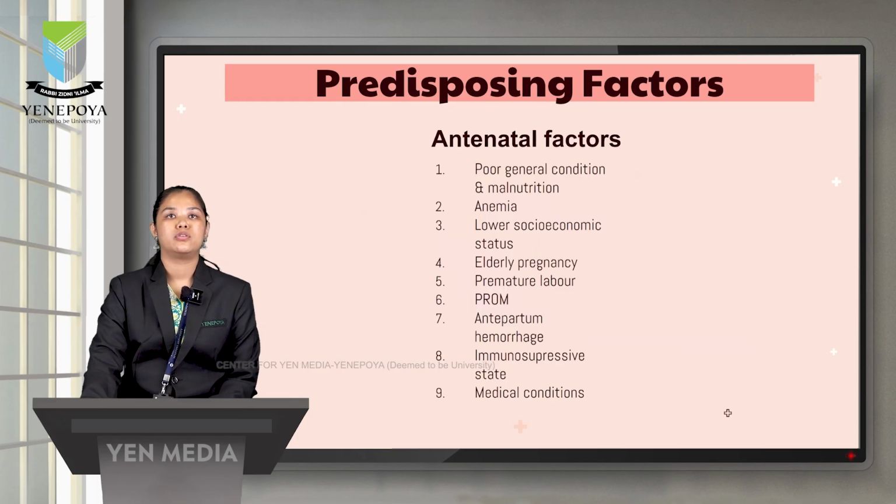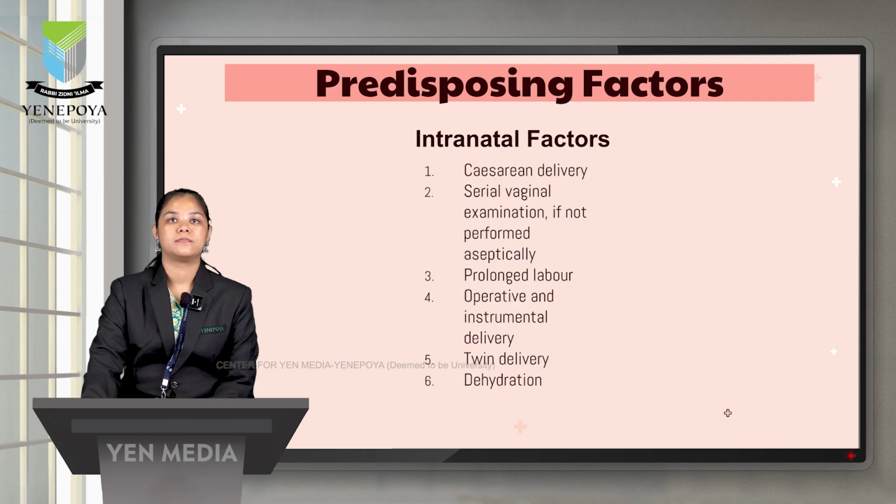Next, we will be looking into the predisposing factors of puerperal sepsis. These predisposing factors can be categorized into three: antenatal, intranatal and postnatal. As for the antenatal factors: poor general condition and malnutrition, anemia, lower socioeconomic status, elderly pregnancy, premature labor, PROM, that is premature rupture of membrane, antepartum hemorrhage, immunosuppressive states such as in HIV/AIDS, and other pre-existing medical conditions.